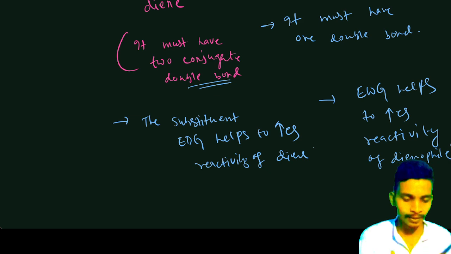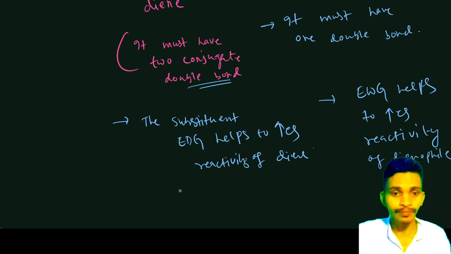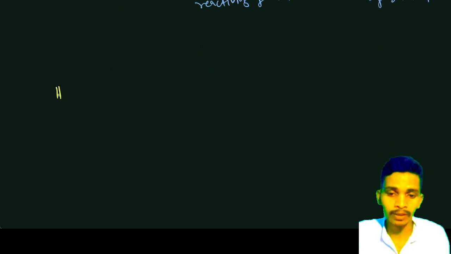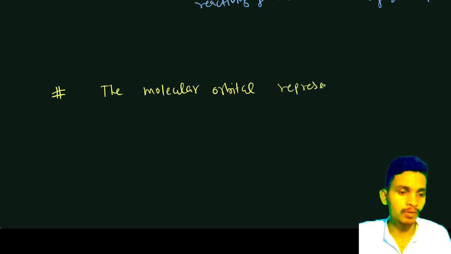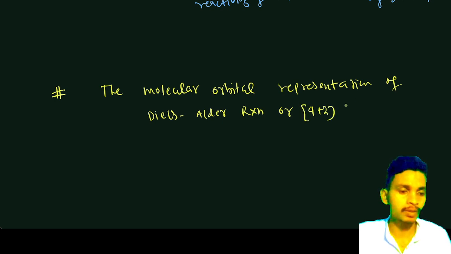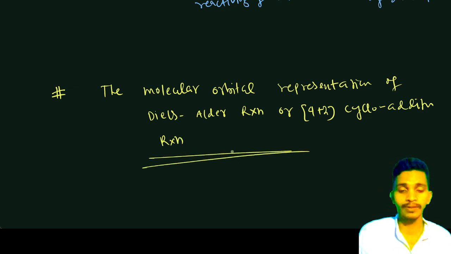Now in this class, what I am going to talk about is the molecular orbital representation, that is, the MO representations of these Diels-Alder reactions, or 4+2 cycloaddition reactions. So today's class topic is the molecular orbital representation of Diels-Alder reactions.